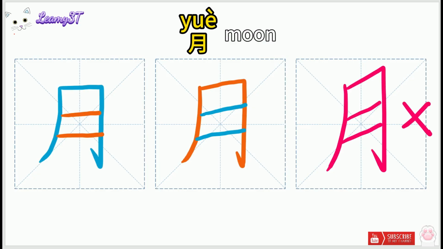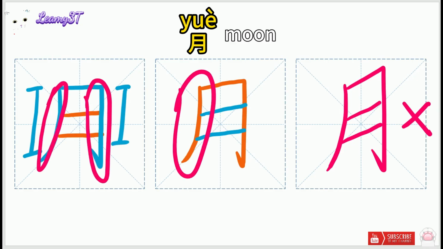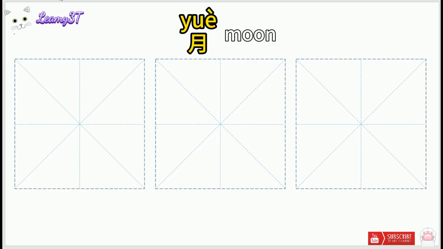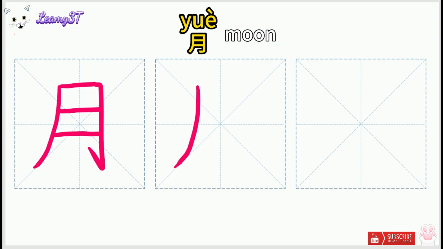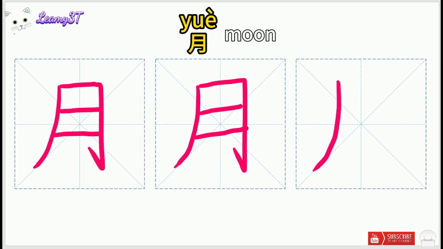Finally, make sure the left and the right sides are the same length. Same length. Now, let's read and write together. Say the stroke, please. 撇 横 sorry 横折钩横横撇横折钩横横 One more page.